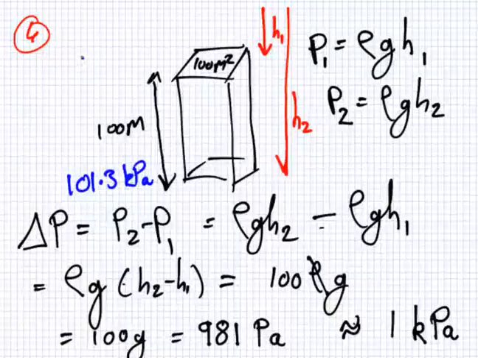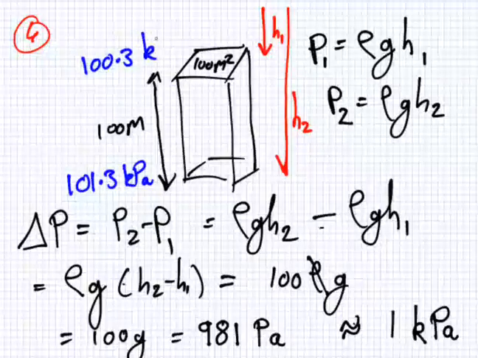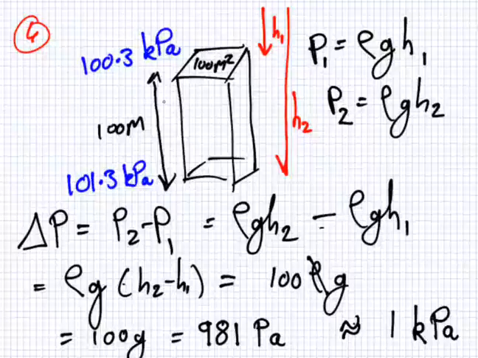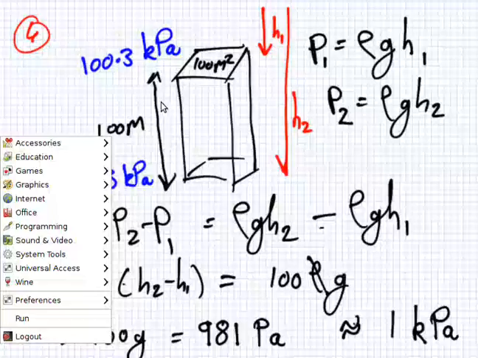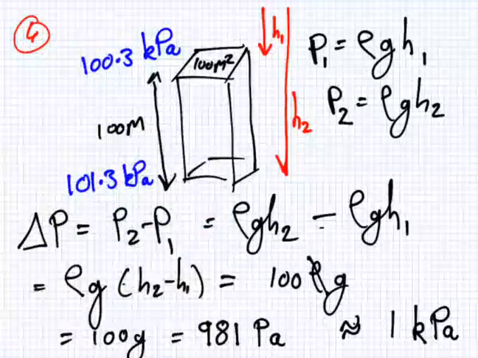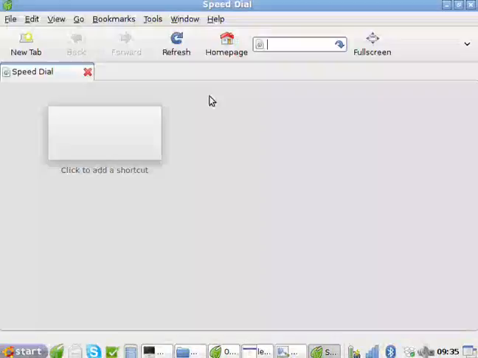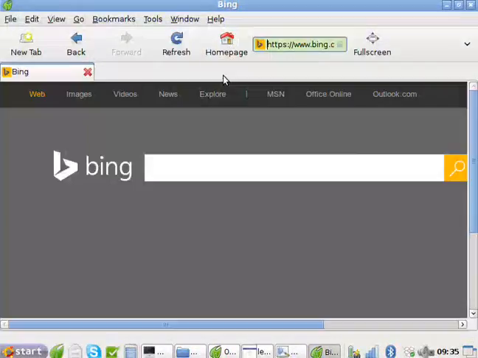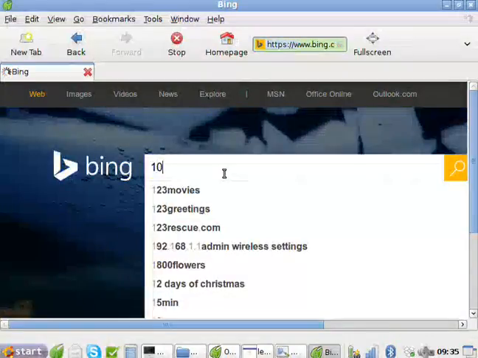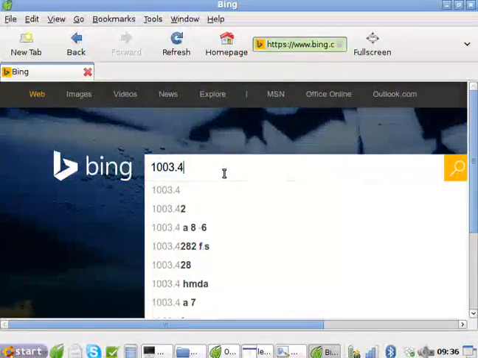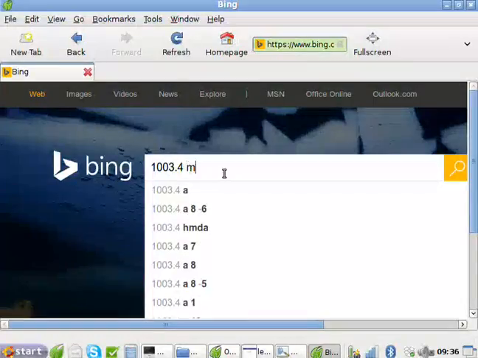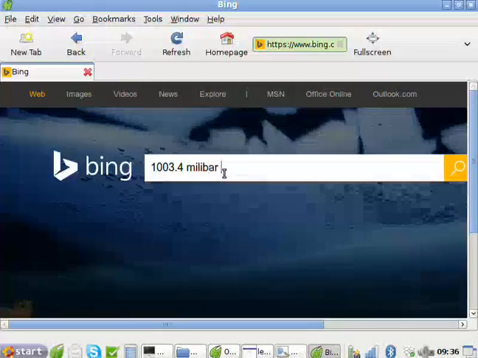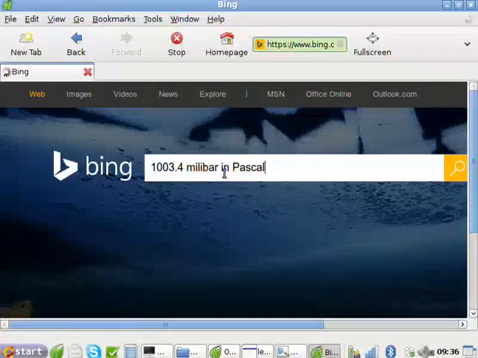A building is 100 meters tall with a 10 by 10 base. Take the density of air to be 1 kilogram per meter cubed. What is the difference in air pressure between the ground floor and the top floor? Okay, so what you need to picture here is your building, 10 by 10, so the area here is 100 meters squared, and on the bottom it's the same, 100 meters squared. And this is 100 meters tall.